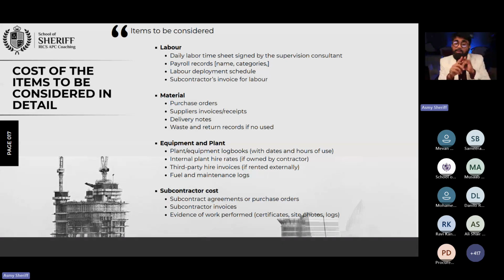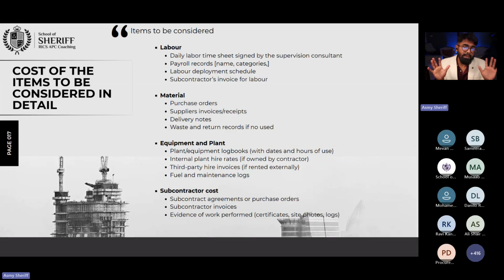So when we speak about evaluating any equipment or plant, make sure that you have a proper logbook. You have a hiring rate already agreed, or maybe you can ask for a quotation from them, and make sure that there is a proper rental agreement as well as an invoice. And if they have used any fuels or maintenance or any other things, log them and get a proper invoice for that.